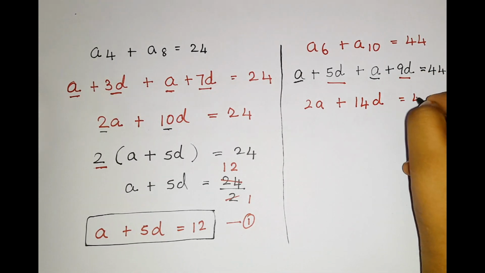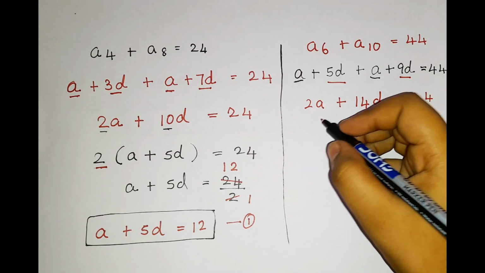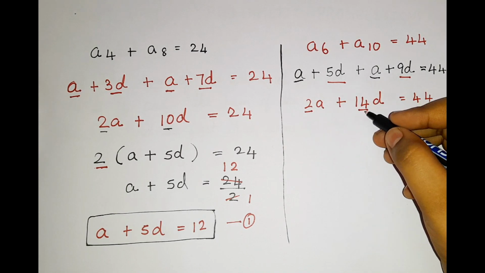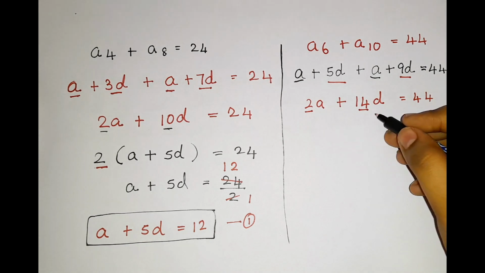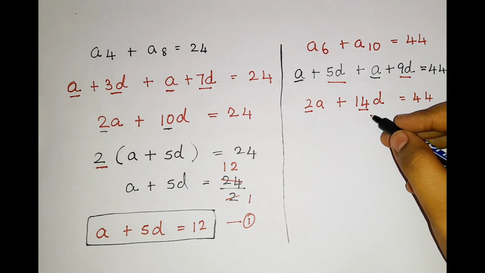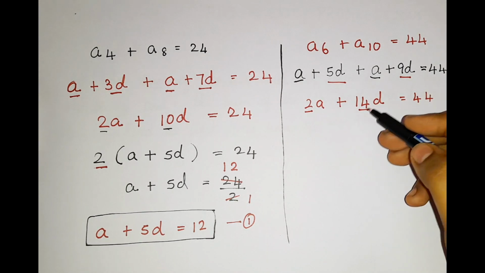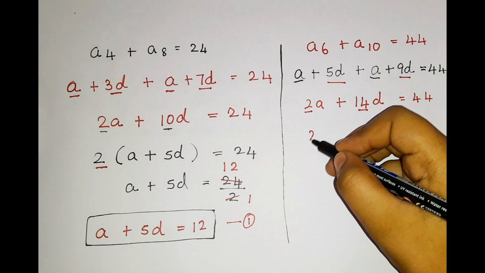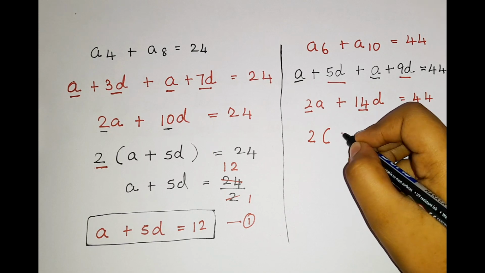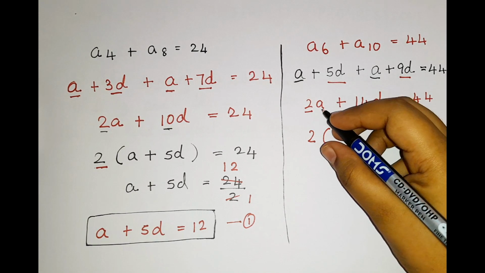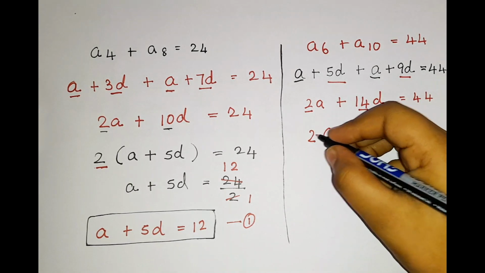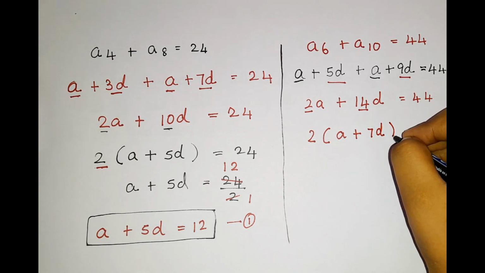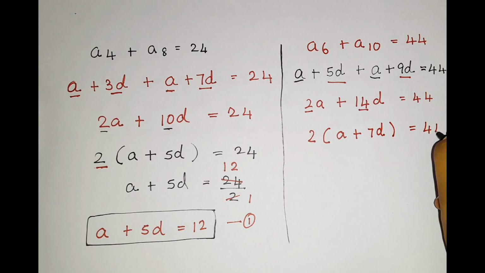is equal to 44. Here we have 2 and 14, isn't it? So we can take 2 as common. Why? Because we get 2 in the 2 table and we get 14 in the 7 table. So let us take 2 as common, then we can write 2 into a is 2a and then plus 2 into 7, it is 14, and write the d as it is. Close the bracket, is equal to 44.